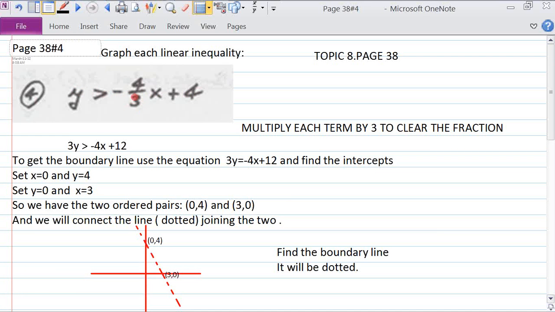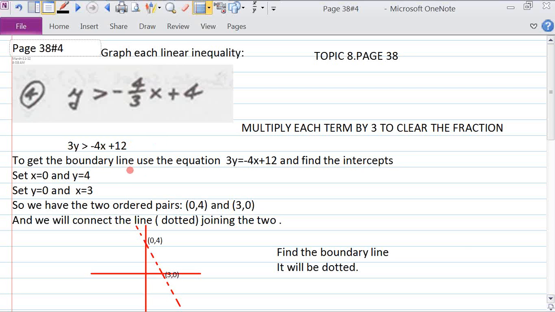And you'll notice that we have a fraction on the right side, and we want to get rid of that 3. So in order to get rid of that 3, we're going to multiply each term in this inequality by 3. So 3 times y gives us 3y. 3 times minus 4/3 x gives us minus 4x. And 3 times plus 4 gives us plus 12. This clears the fraction now.